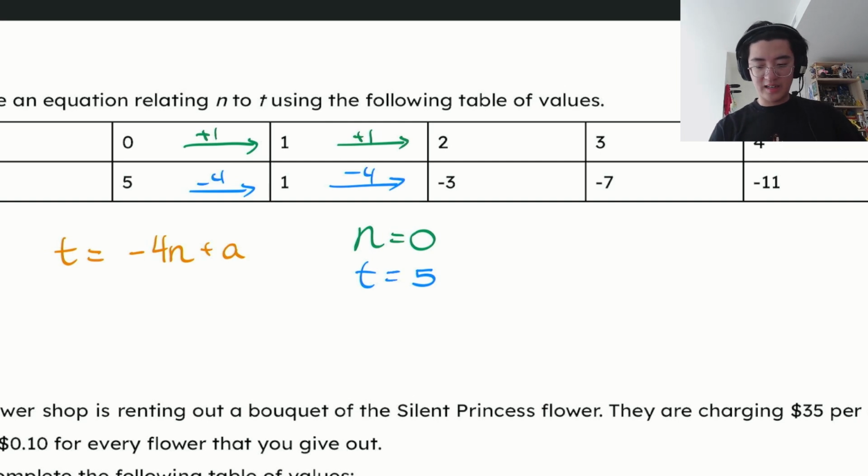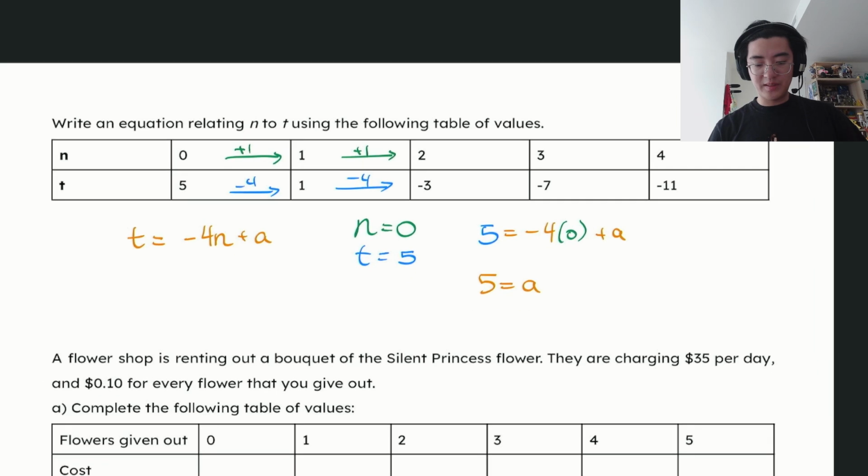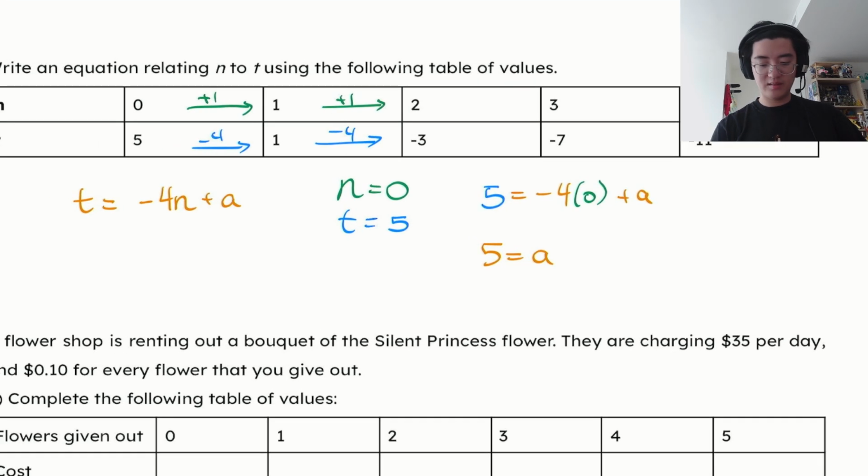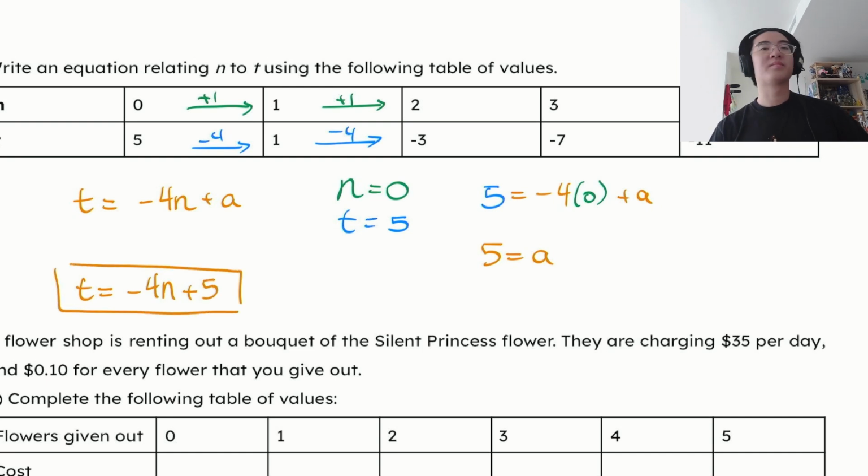So t is 5, and n is 0, times that by 0 plus a. We essentially just get 5 equals 0 plus a, so a is just 5. Which means that the equation is -4n plus 5. Okay, and that's it.